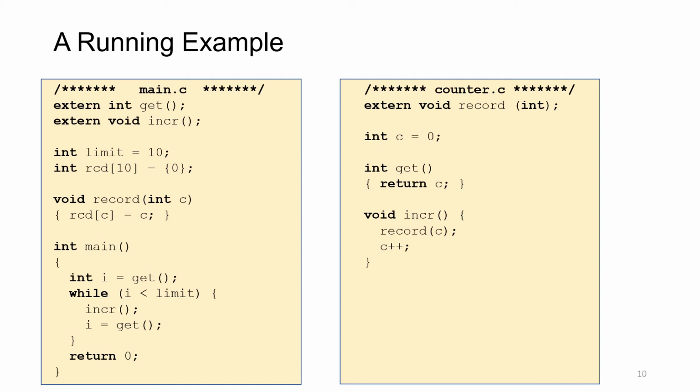The record function is implemented in the main module using a global array called RCD. The main function loops to increase the counter until a predefined limit is reached. Note that in this example, both modules contain multiple definitions of internal global variables and internal functions. This makes symbol table generation interesting and also makes the verified separate compilation interesting, as we shall discuss later.